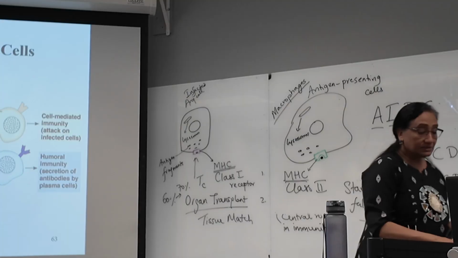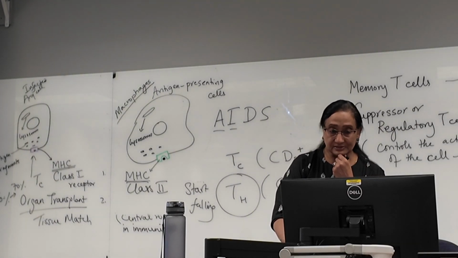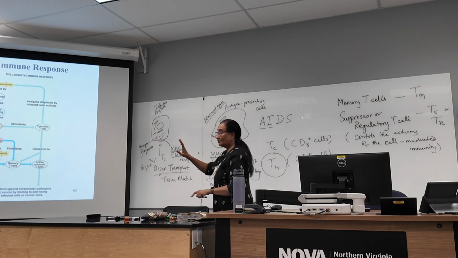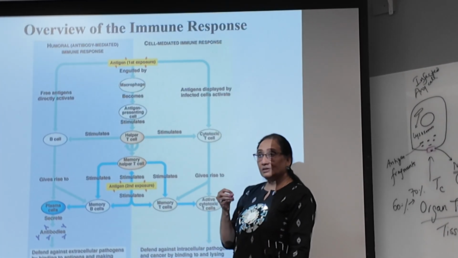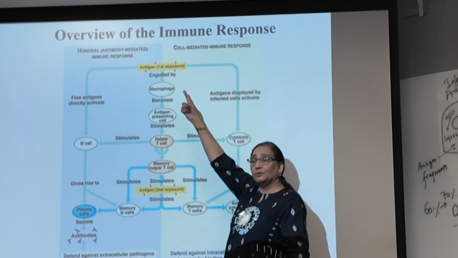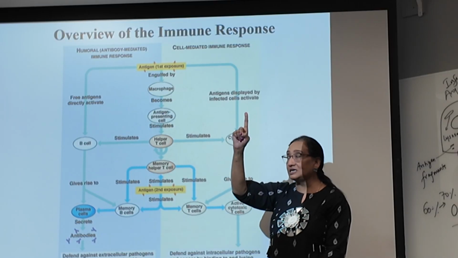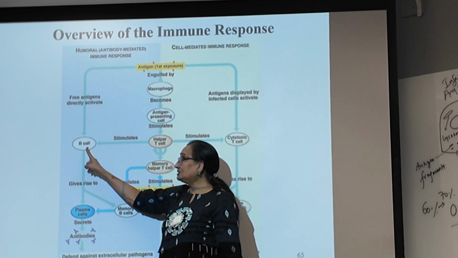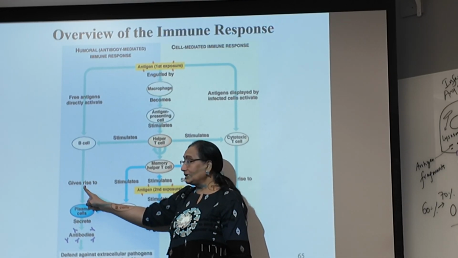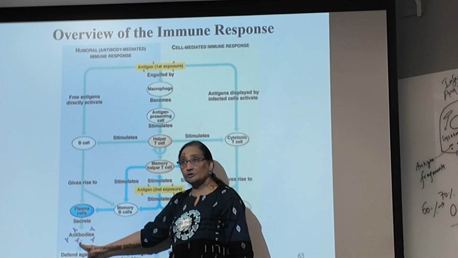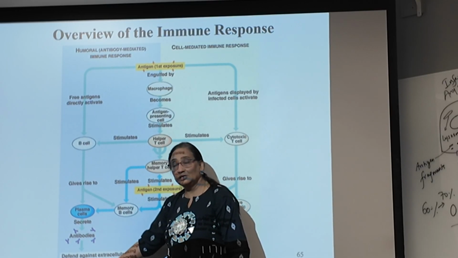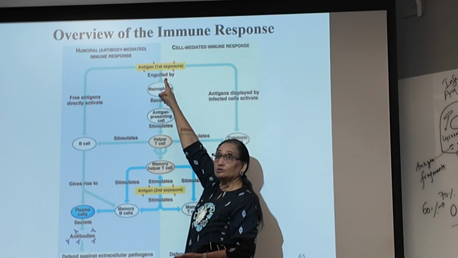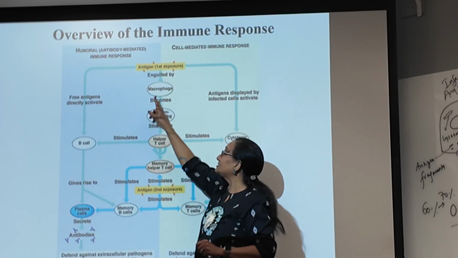So this is the gist, and this is a slide which shows you the overview of immunity in a very simple manner. When the body is exposed to an antigen the first time, if it circulates in the blood, the B cell will recognize it and give rise to plasma cells. Plasma cells will produce antibodies which can go around and destroy the circulating pathogen. At the same time, the pathogen could be engulfed by macrophages.